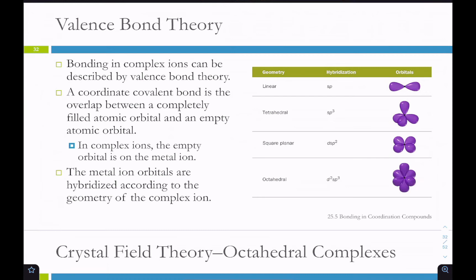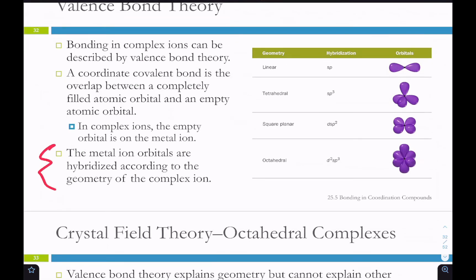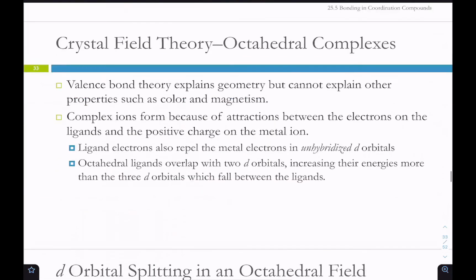Remember hybridized orbitals. So we've got some orbital hybridization going on here. And for these bonds between the ligands and the cation, you actually have lone pairs from the ligands lining up with empty orbitals in the complex ion. And so the metal ions are then hybridized according to the geometry of the complex ion. So whether it's tetrahedral, square planar, or octahedral. So we use that valence bond theory for explaining geometry. So why do they form these shapes that they form?